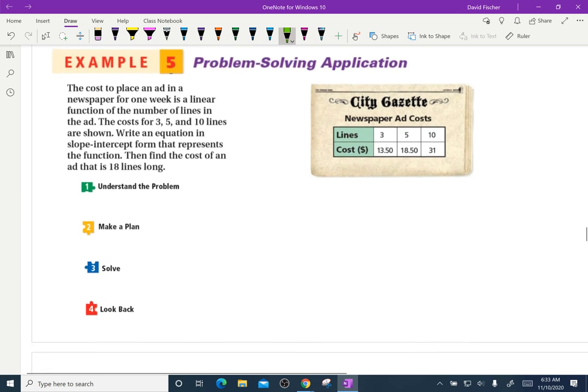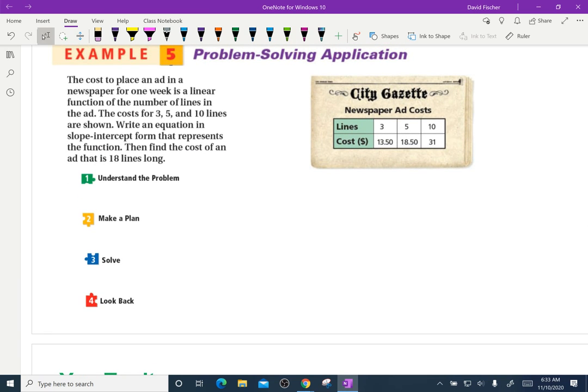All right, word problems. Last part of the day. Word problems and how do I use this in the real world? Well, here's an ad over here. It costs to place an ad 1 week, the number of lines in the ad. They cost 3, 5, and 10 lines are shown. Write an equation in slope-intercept form. So there's our first direction. That represents the cost of this function. Then find how much it costs for 18 lines.